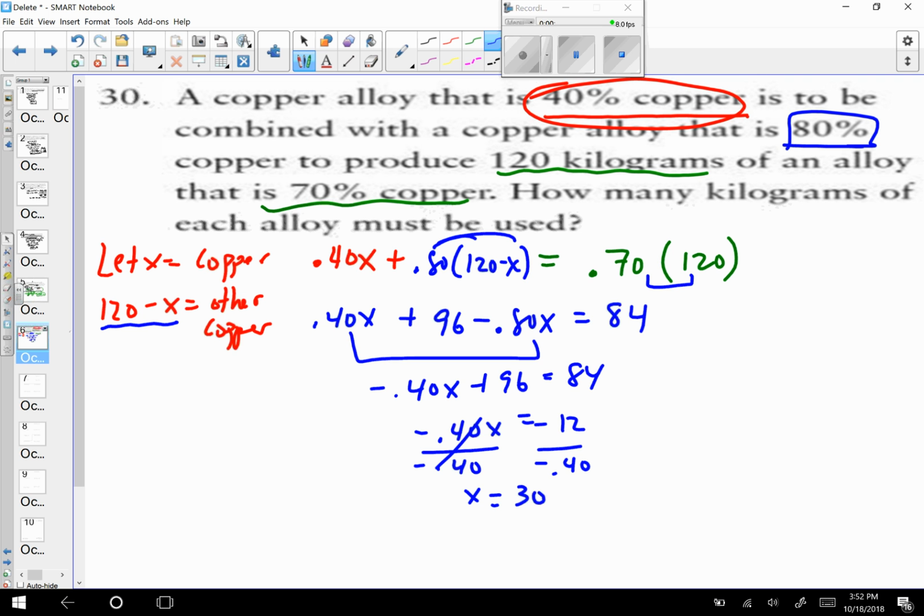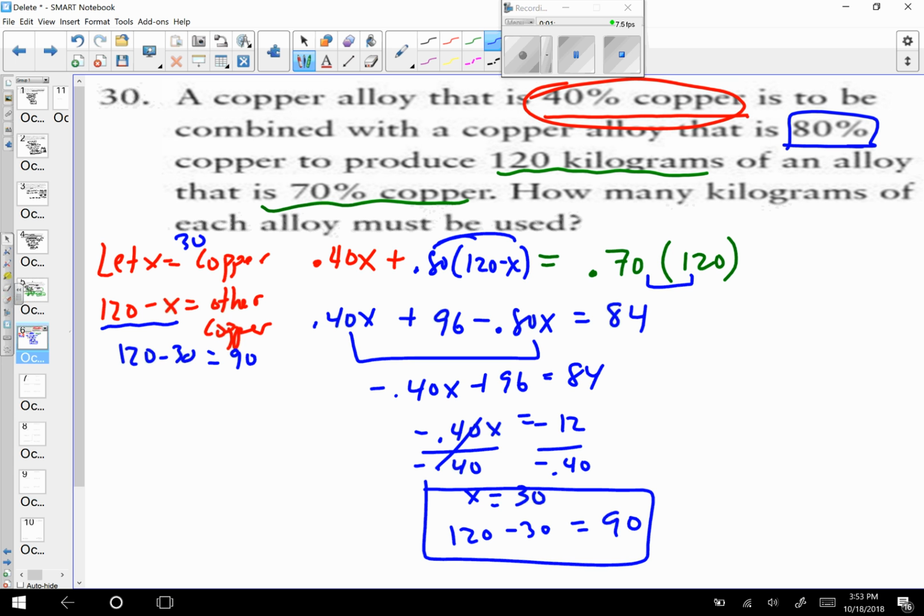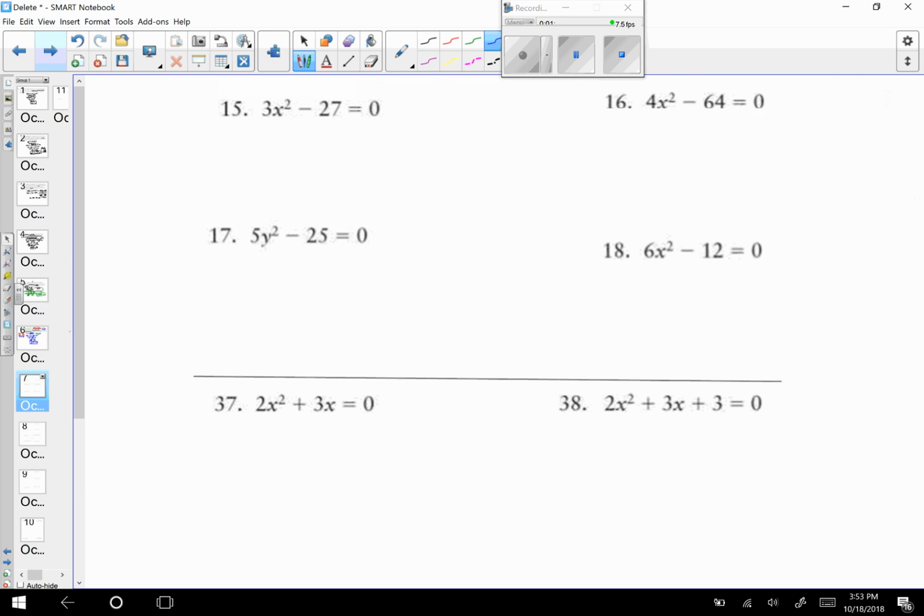So how many kilograms of each alloy, sorry. So we know that x is 30, so this part right here is 30. To figure out what this is, we're going to do 120 minus 30, which is equal to 90. So the second alloy is going to have 90. So we have the two alloys, one is 30, the other one is 90. All right, the next one.